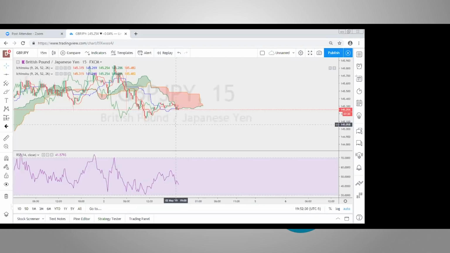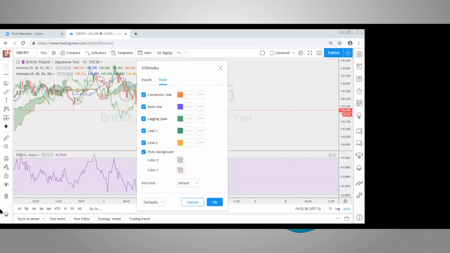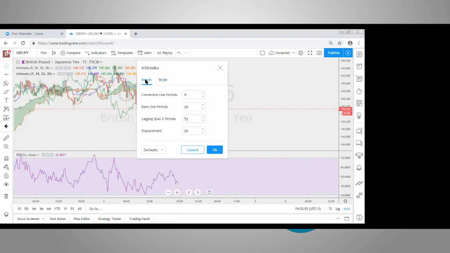But David, show him the settings. There you go. Y'all screenshot this, because when you first set it up on TradingView, it's backwards. So you need to go in and edit these. Show them the inputs too. Those are default too.